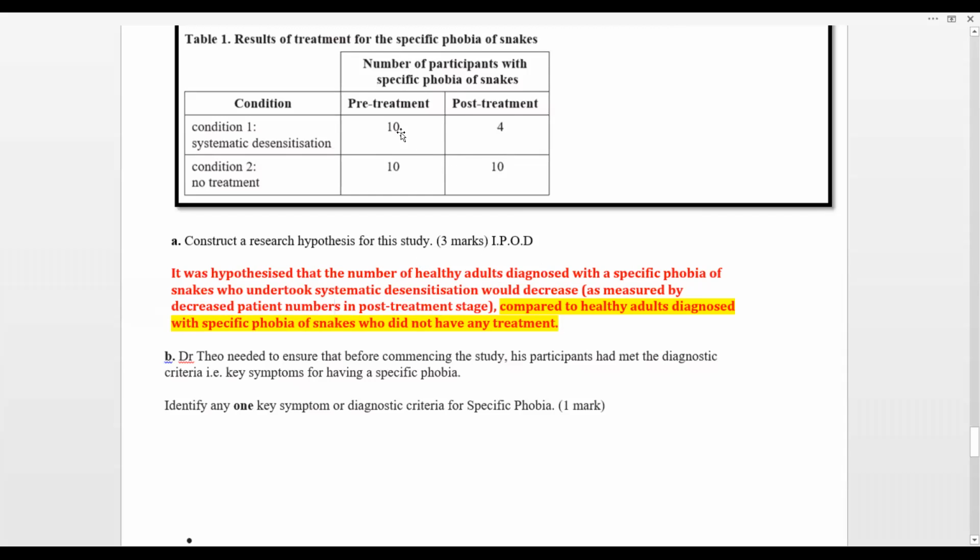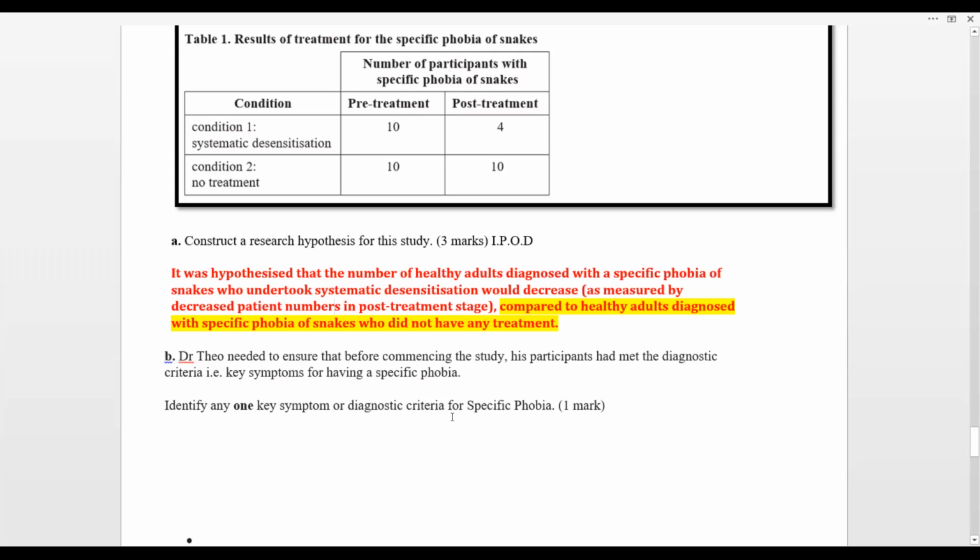When we look at the results, we can see that we started with 10 participants who had specific phobias before using systematic desensitization. After systematic desensitization, that number dropped to 4. So basically that means that 6 participants were treated successfully and were able to overcome their specific phobia of snakes.